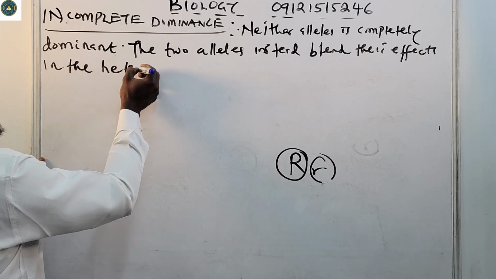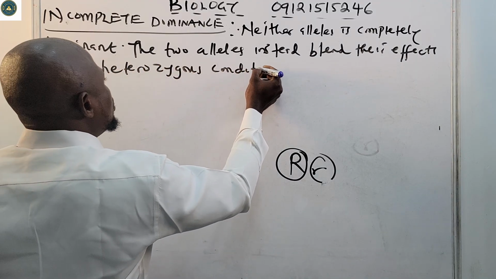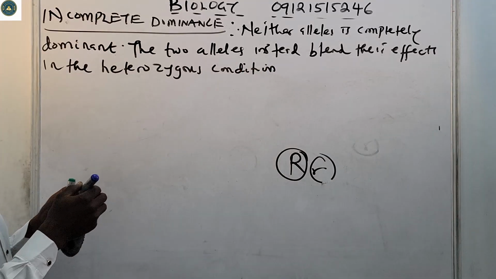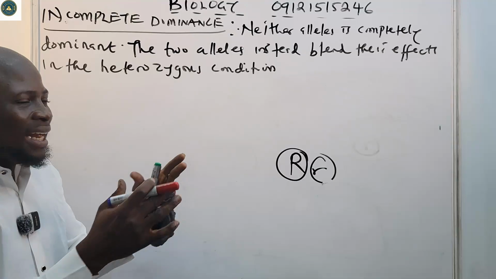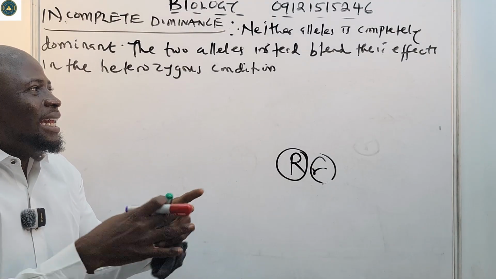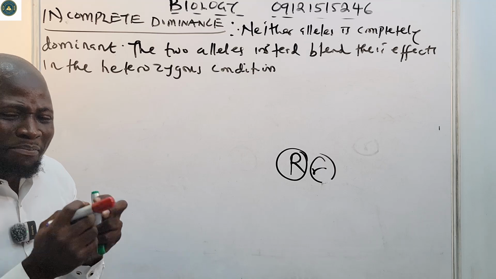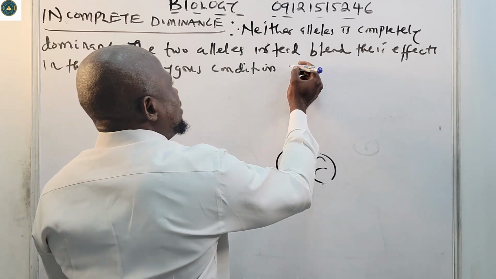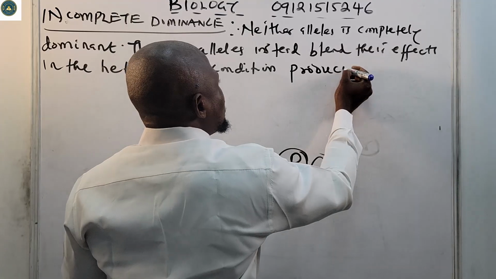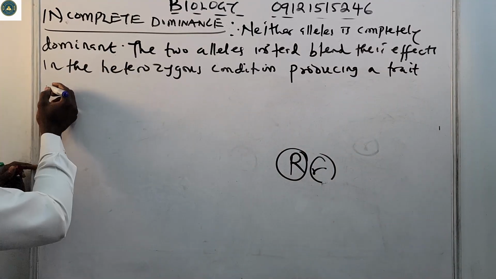In the heterozygous condition, for incomplete dominance, neither allele is completely dominant. The two alleles involved blend their effects in the heterozygous condition, making them produce a trait that is in between.